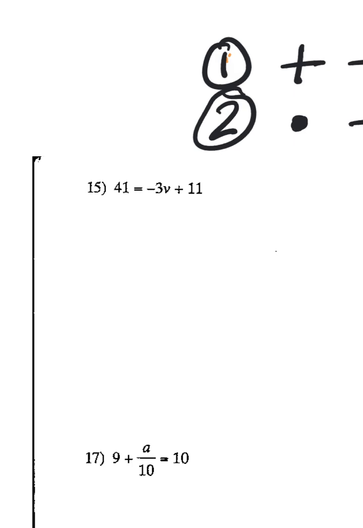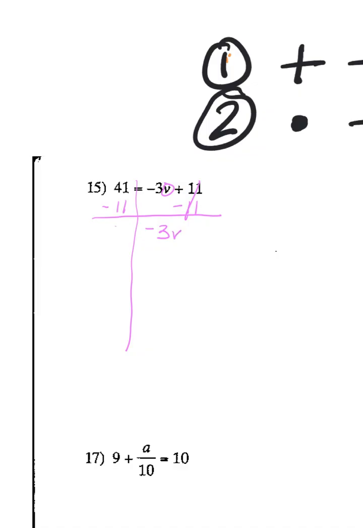So let's look at the first one here. There's my variable. It is V. The number that does not have a variable with it is 11. It is plus 11, so I need to do the opposite, which is minus 11. And what I do to one side, I have to do to the other. Remember, my goal is to get that variable by itself. Those cross out. All I'm left with on the right side is negative 3V.